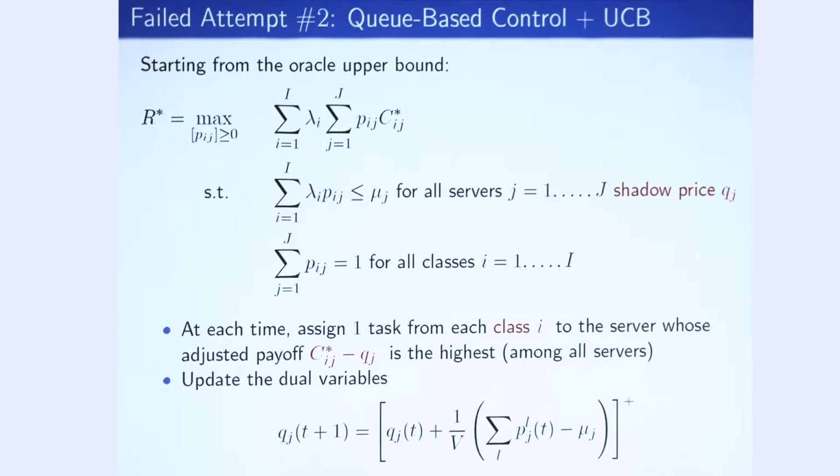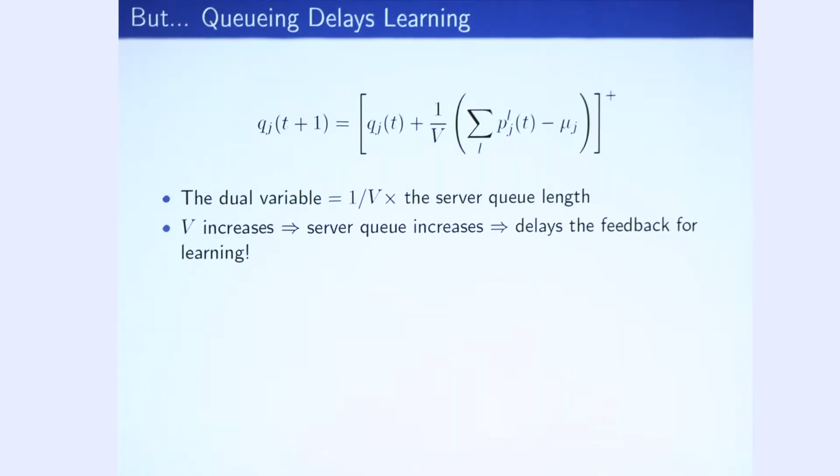But now remember, we do not know the true payoff for the system. So a natural way is just to replace this true payoff by the UCB estimate. And then you can use this queue-based control plus UCB. So this seems to be a very natural approach. Will this work? The answer is unfortunately no also. The main reason is that queuing will delay the learning. So I'm going to explain why queuing delays learning.